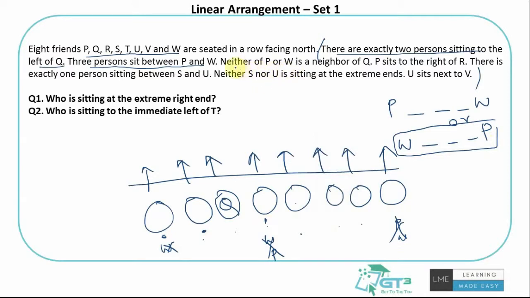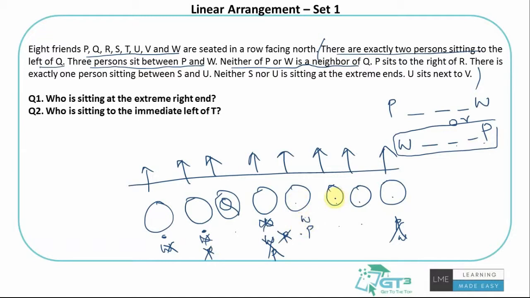The statement says neither P nor W is a neighbor of Q. So that means W and P can't be seated here. Right, so let's see if I can keep W or P here. If I keep W or P here, to the right there are only 3 people, but I actually need to have 4 people. I don't know who is sitting here. Let's assume a scenario W, R, P. One of them is sitting here.